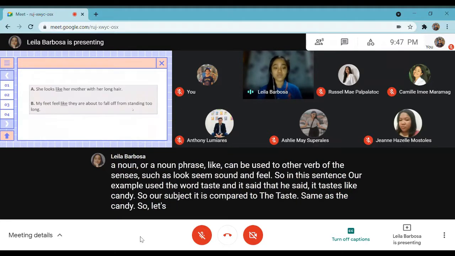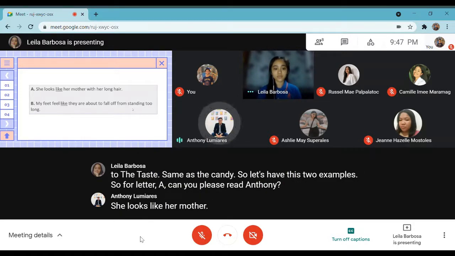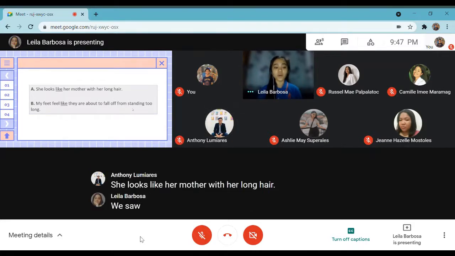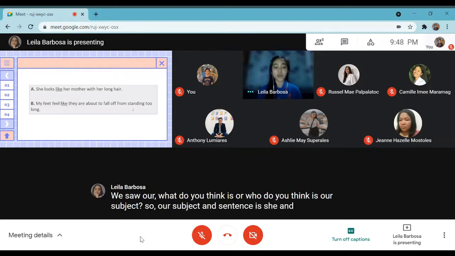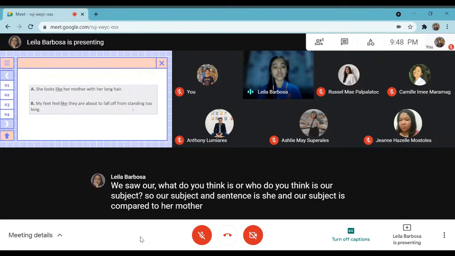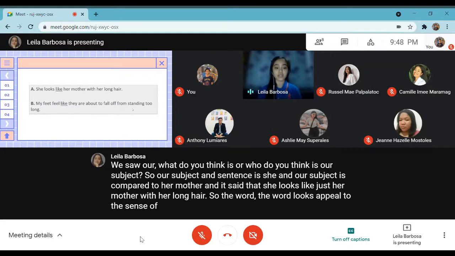So let's have these two examples. For letter A, can you please read, Anthony? "She looks like her mother with her long hair." Okay, who do you think is our subject? Our subject in this sentence is she, and she is compared to her mother. She looks just like her mother with her long hair. The word looks appeals to the sense of sight, and that's why the word like is used to compare in the sentence.